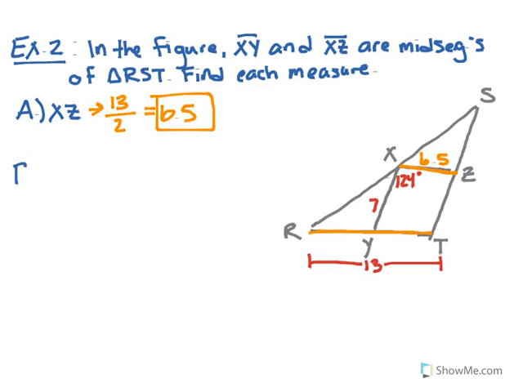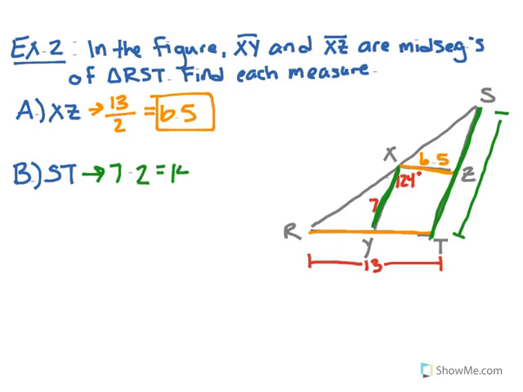The next part, part B, is to find the length of ST. Now, ST is this side in green, okay? We don't know what its length is, but we do know that it is parallel to the midsegment, XY, okay? So the midsegment has a length of 7, which means ST must be double its length, which means that this length is going to be whatever 7 times 2 is, which is 14. And then label that in my picture as well so that I have it.